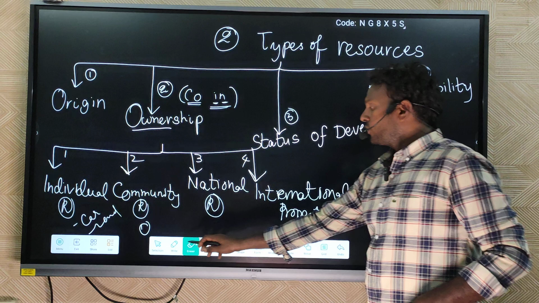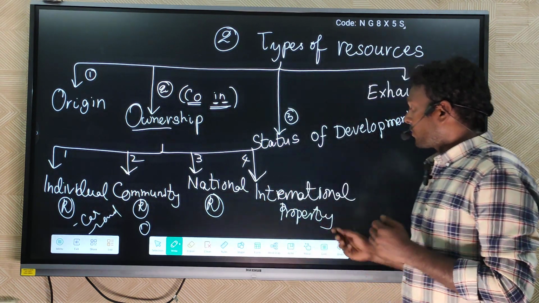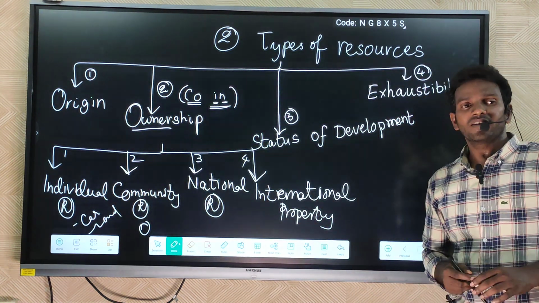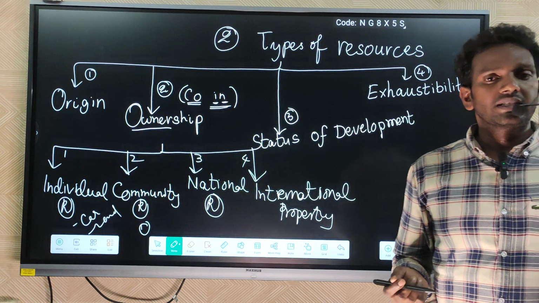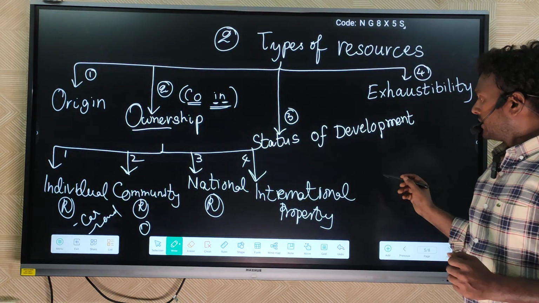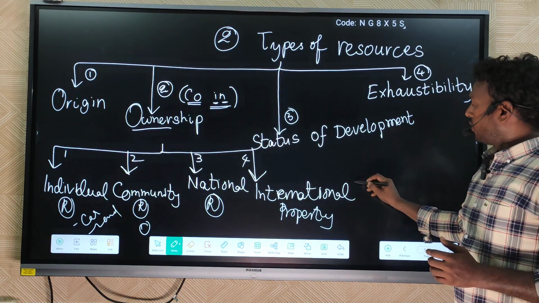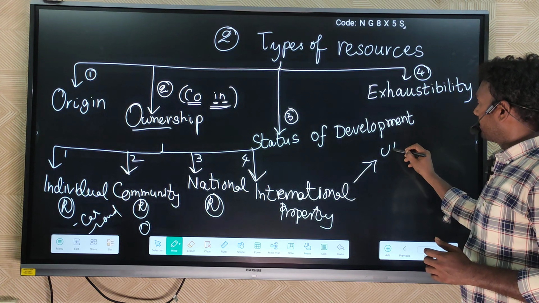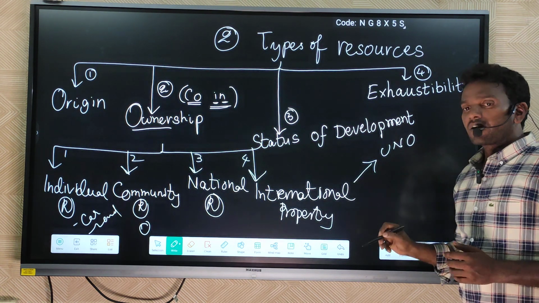Okay. Coming to international property. What is international property? Who is the owner of this international property? Simple thing: UNO, United Nations Organization.